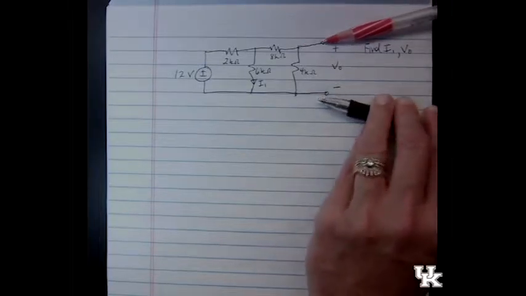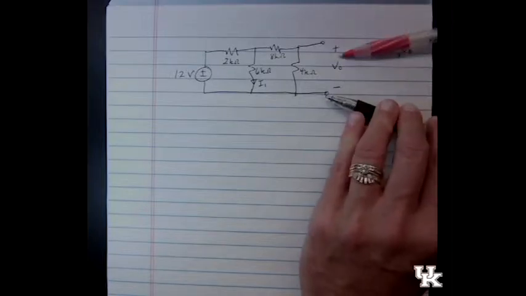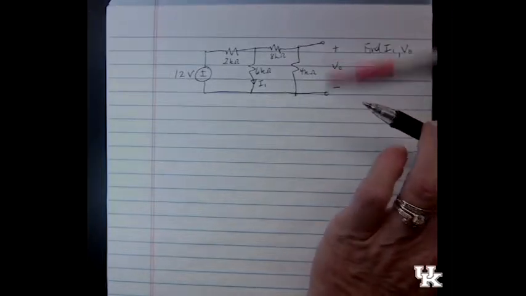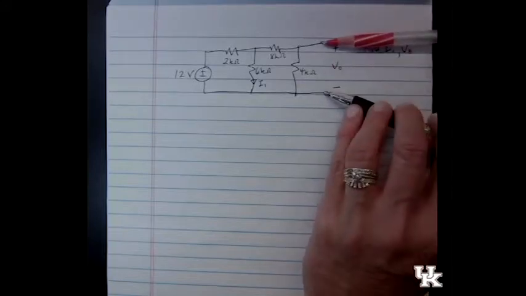When we extend this out here, this V naught is an open circuit. Right? There's not going to be any current through here. It's just going to be a voltage that we measure.